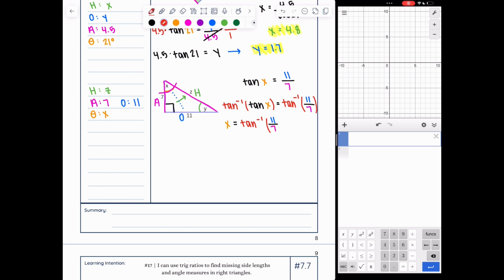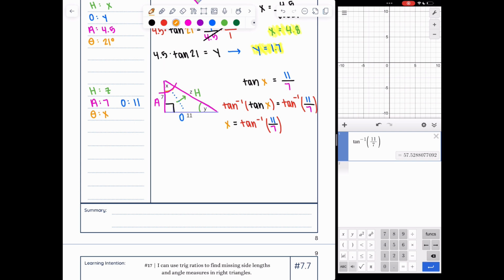In this case, the most important thing is going to be to make sure that I use an inverse tangent. So when I use my calculator, I want to make sure I click on the tangent with the -1 exponent, and I have 11 over 7. I like to close the parentheses, but you don't really need to.